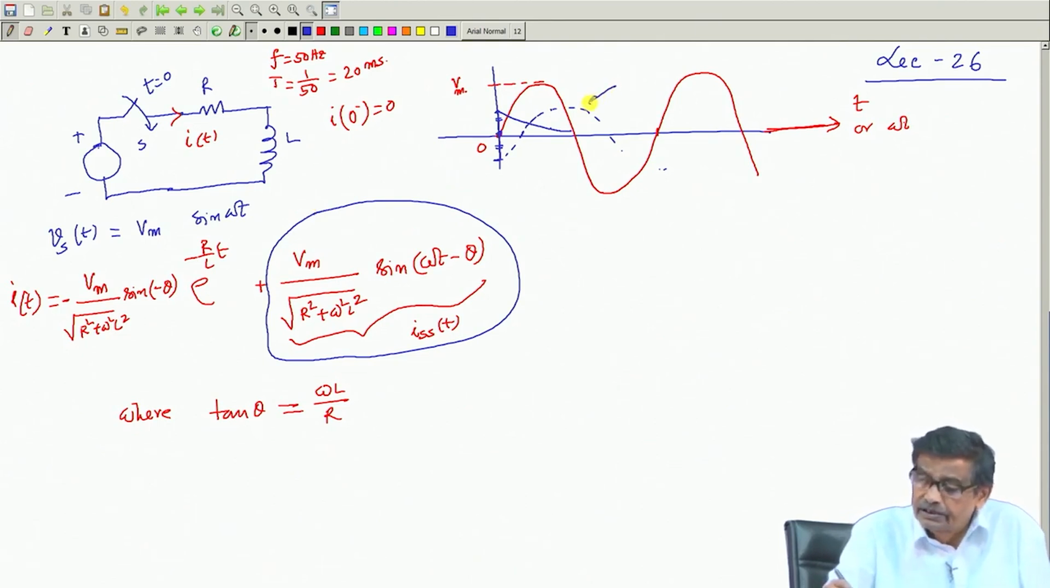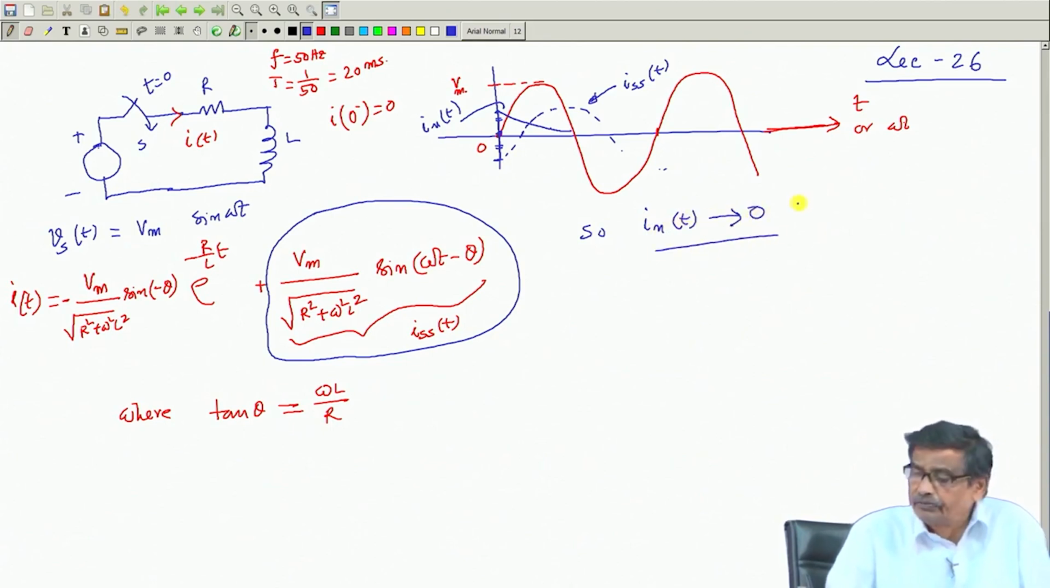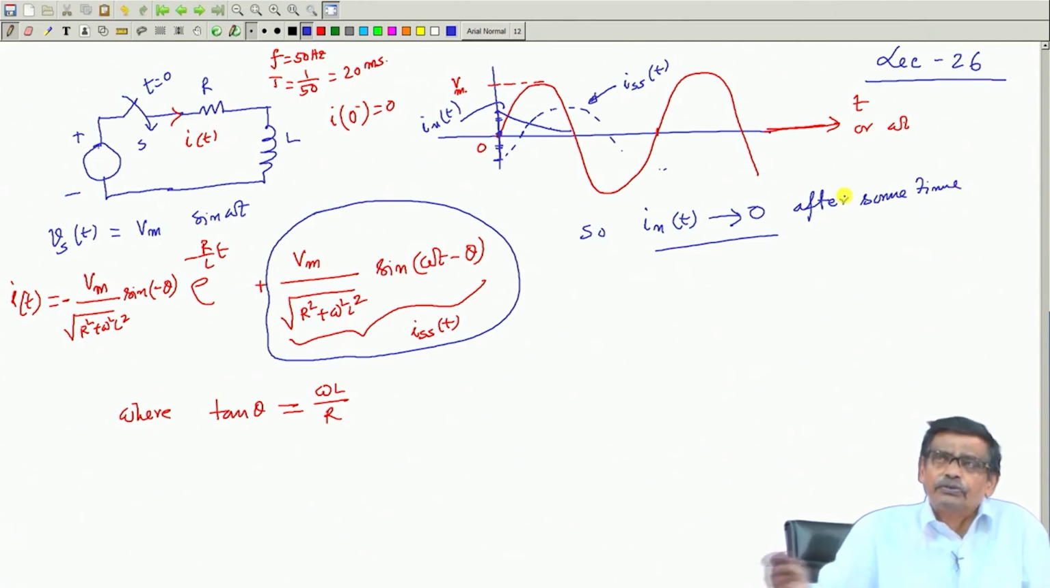So, this is the steady state part, and this is the natural response. So, the natural response will vanish to 0 after some time. Some time means you cannot leave it like that, you better say after few time constants. Understood?